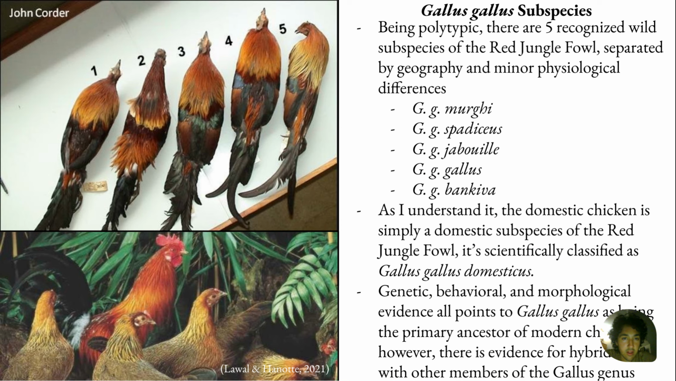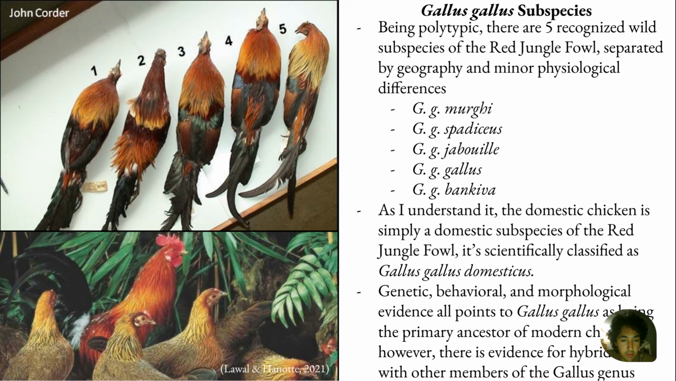So, Gallus gallus, being polytypic, which means having several varieties within one species, has 5 recognized wild subspecies of the red jungle fowl, but they're all very minorly different, so we won't talk about that. And as I understand it, the domestic chicken is simply a domestic subspecies of the red jungle fowl. It's scientifically classified as Gallus gallus domesticus, domesticus being its subspecies name.